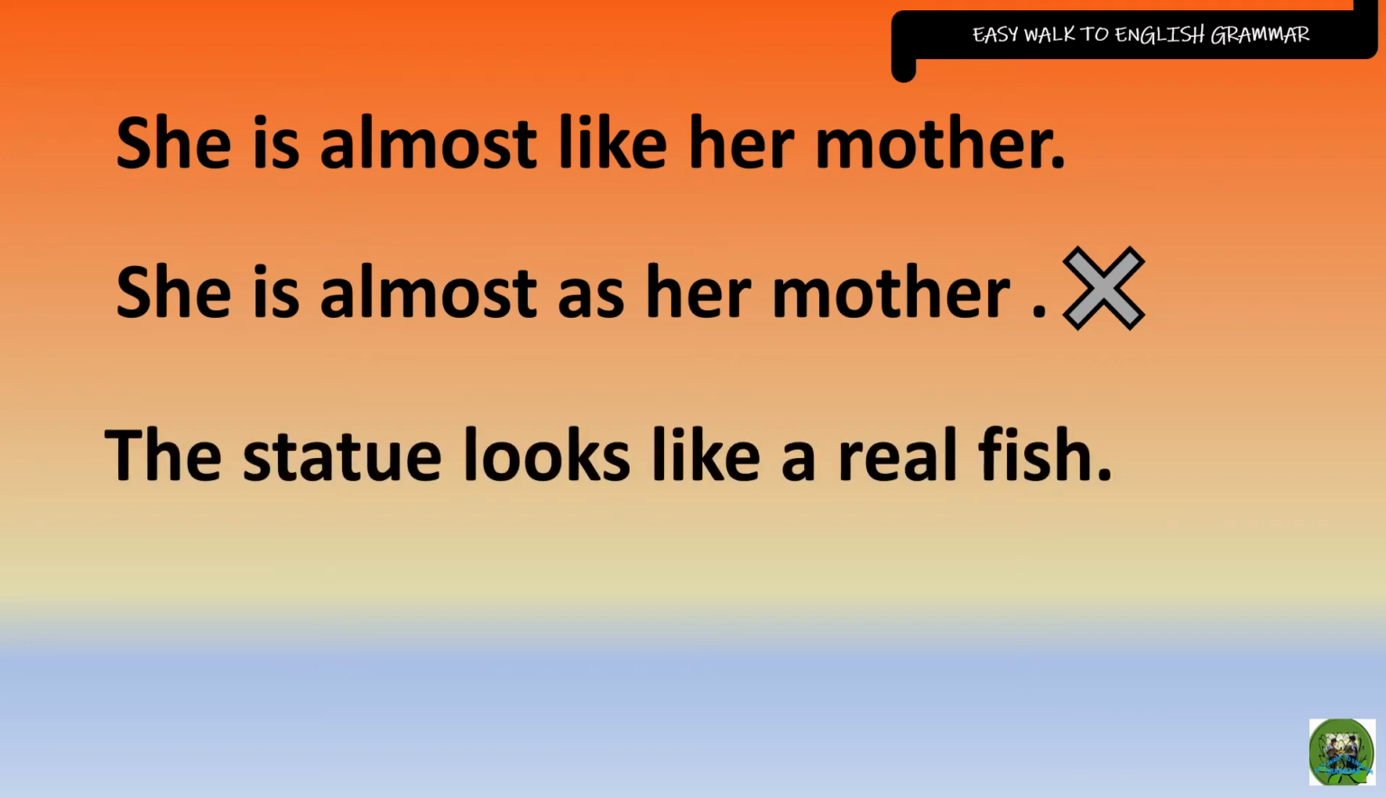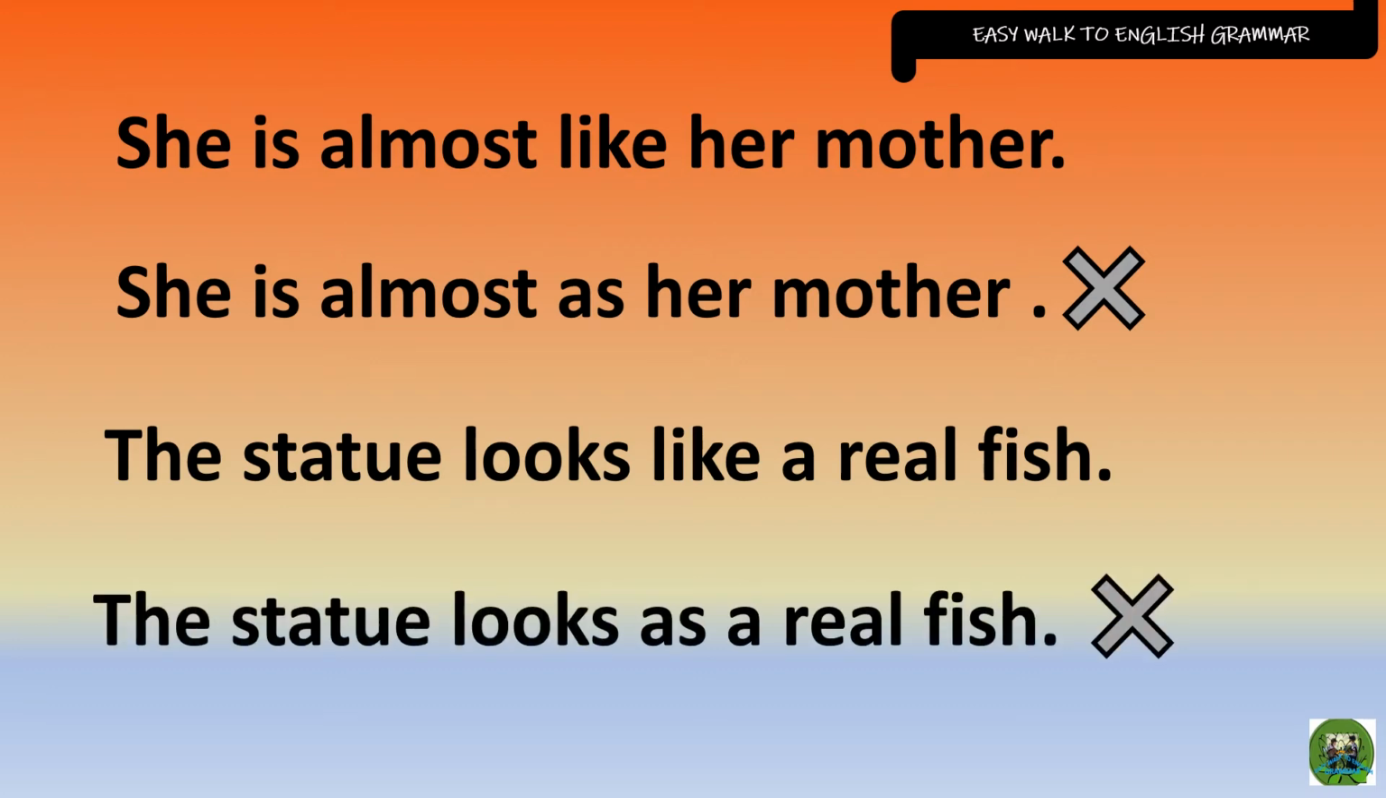Let's look into one more example. The statue looks like a real fish. When we look at that statue, we feel that it's a real fish. And we cannot say, the statue looks as a real fish. Instead of like, we cannot use as in this context. We cannot use as plus noun or a pronoun in the sense similar to. I think you understood.